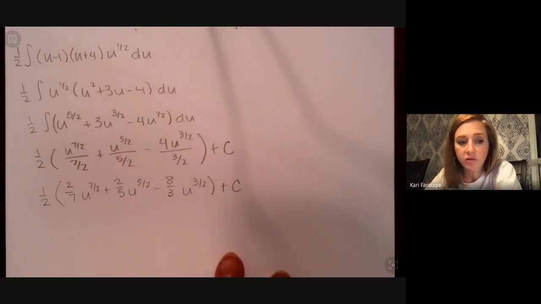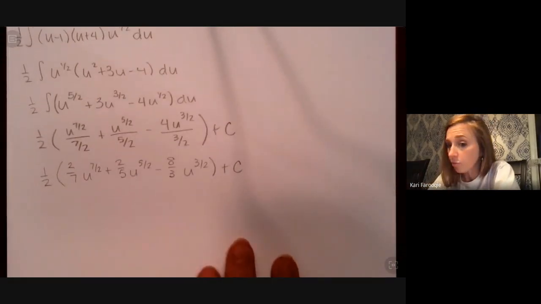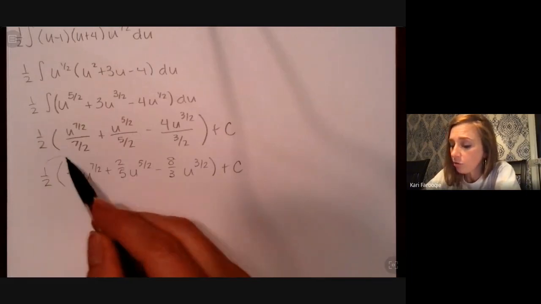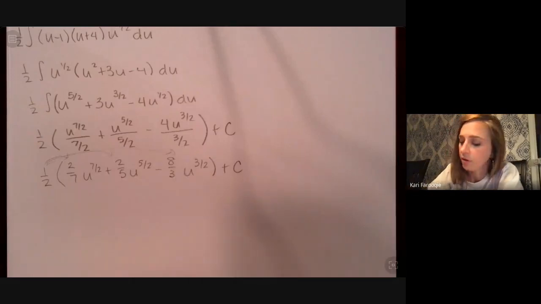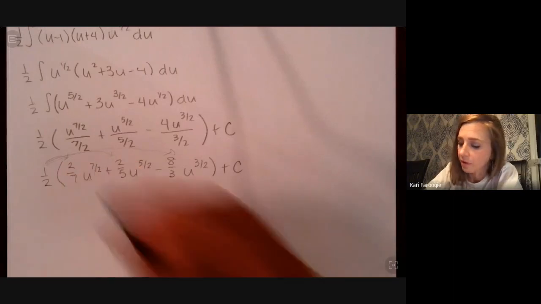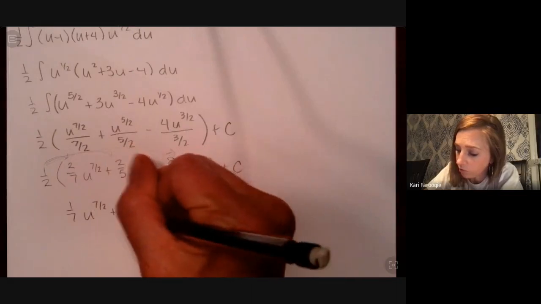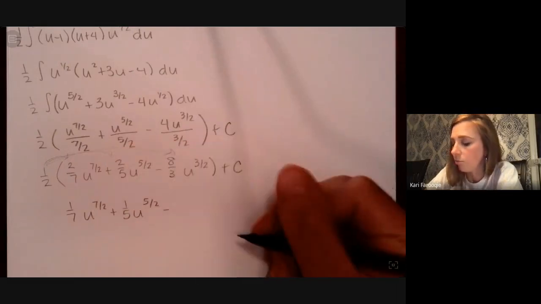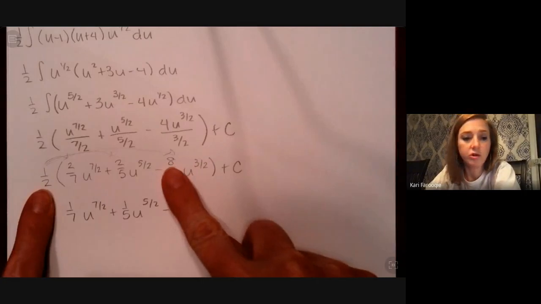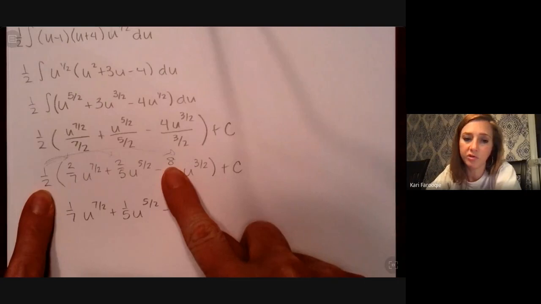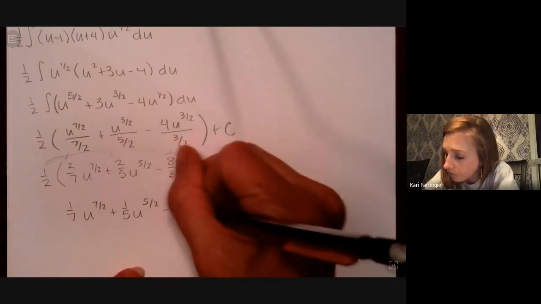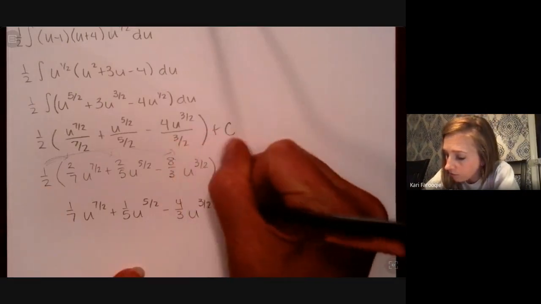And I'm going to simplify this further by multiplying the 1/2 into the parentheses. When I do that, I have to distribute it to each term, all 3 of them. In the first 2 cases, the 2's will cancel. So I'll be left with 1/7 u to the 7/2 plus 1/5 u to the 5/2 minus, now with these 2 terms, 8 has a common factor of 2, so I can go ahead and cancel out the 2's, and that leaves me with minus 4/3 u to the 3/2 plus c.